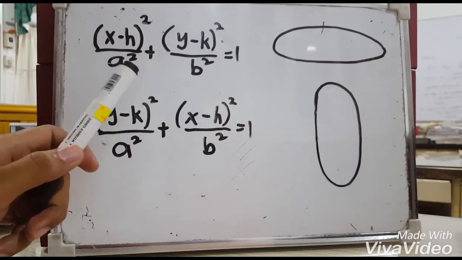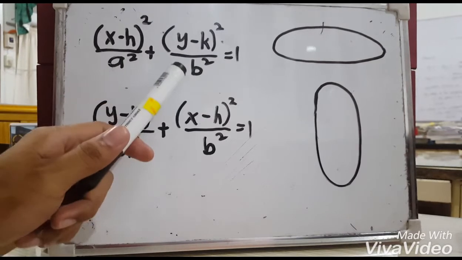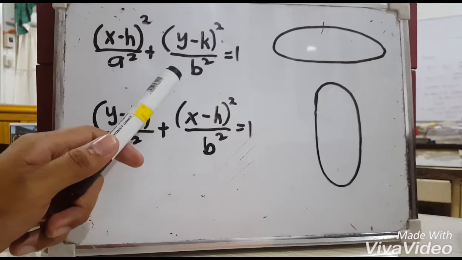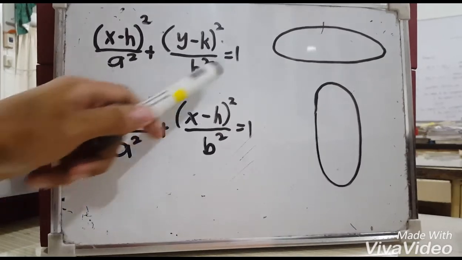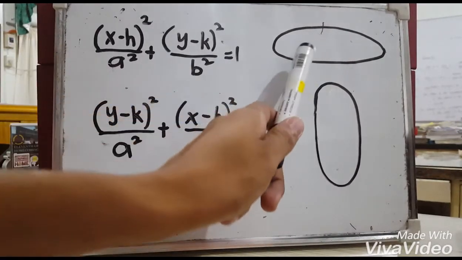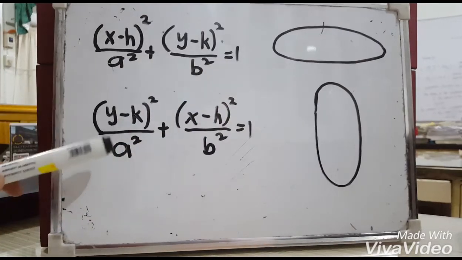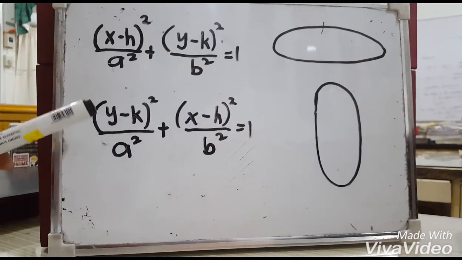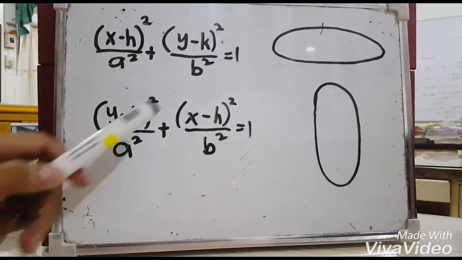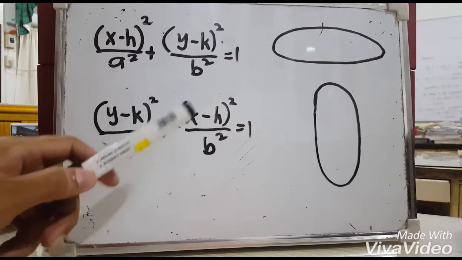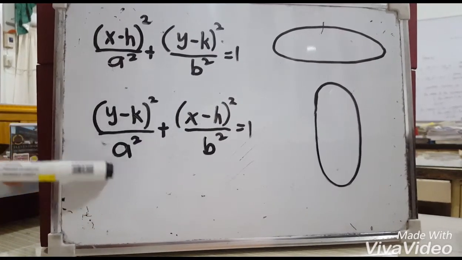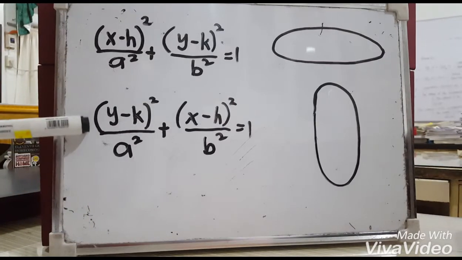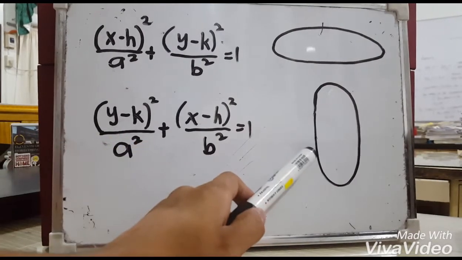And we have to take note from our previous discussion that a squared is always greater than b squared. Since the bigger number here is the denominator of x, the graph of the ellipse looks like this. The second standard equation is given by this: (y minus k) squared over a squared plus (x minus h) squared over b squared is equal to 1. And in this case, the bigger number, which is a squared, is the denominator of the variable y. Therefore, the graph is like this one.